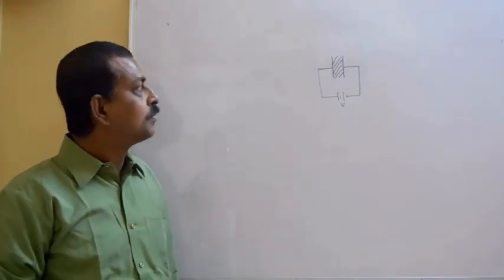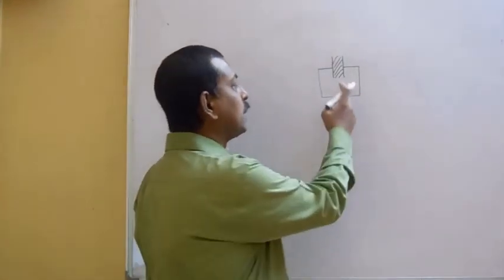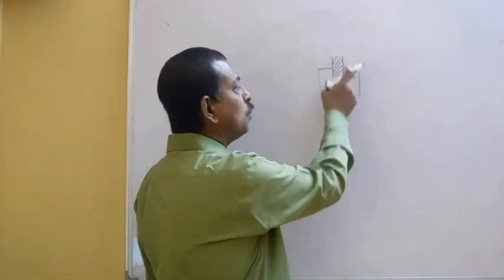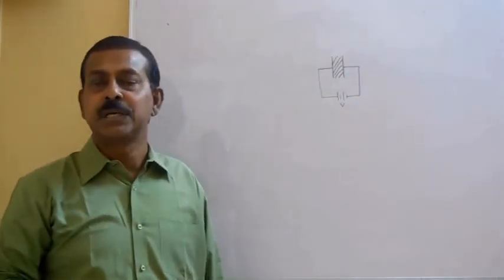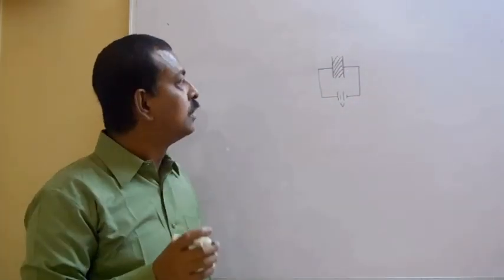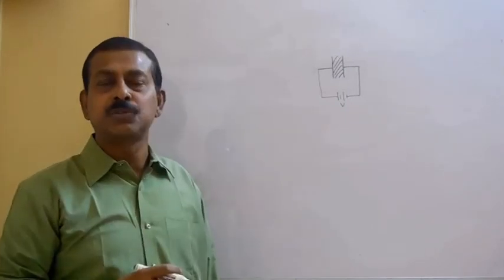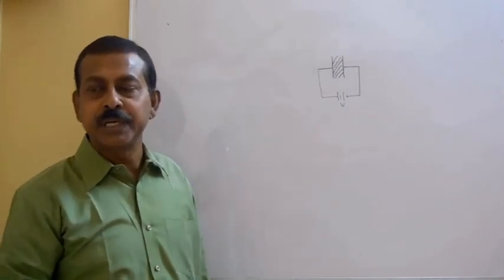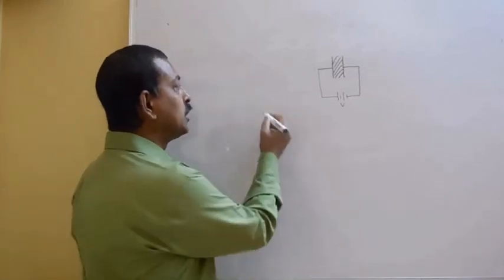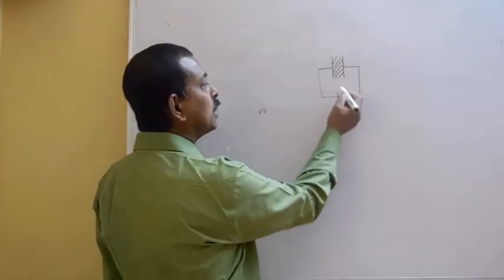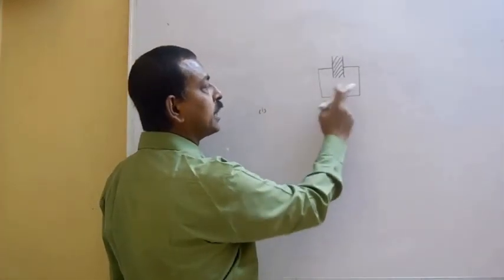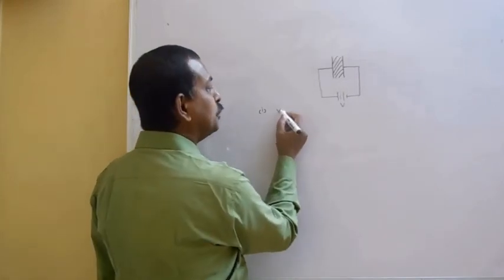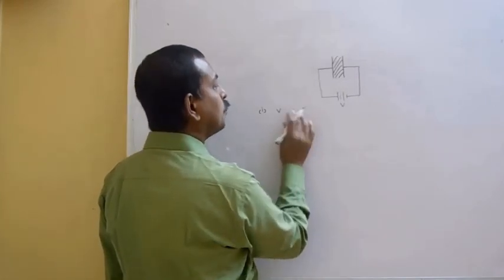For this case, as we have kept the battery connected with the plates of the capacitor, when the dielectric slab is introduced between the plates, obviously the potential difference will remain the same because it is connected to the same source. So V remains same.